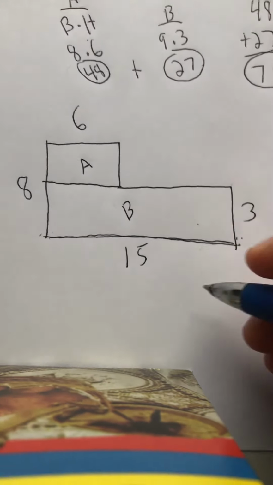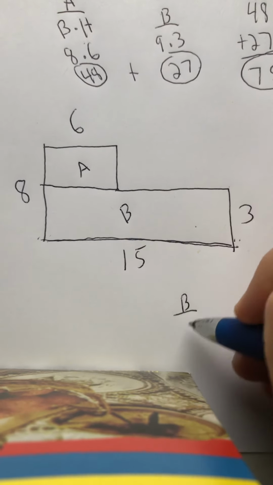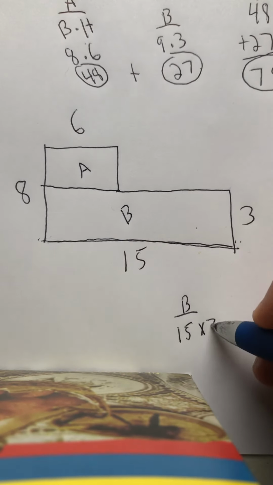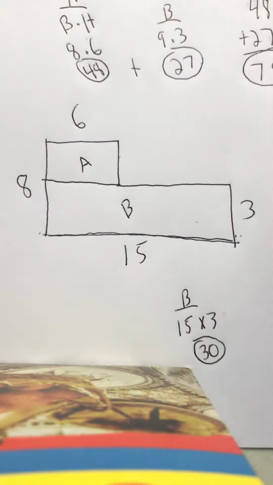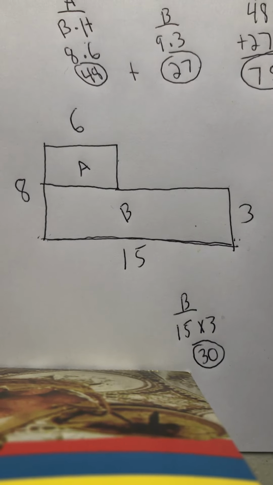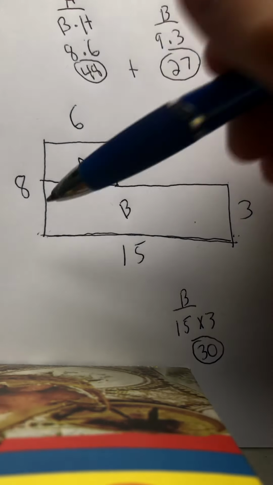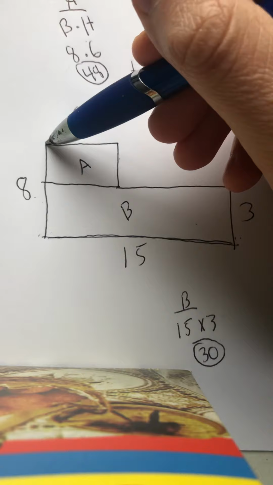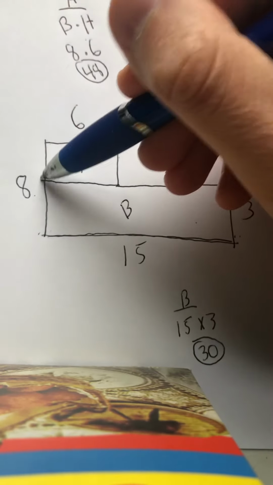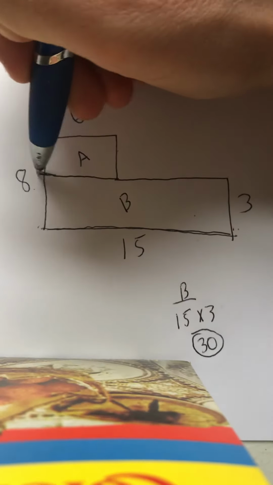So shape B would just be an easy 15 times 3, which is 30 units squared. Now A is the complicated one here. The majority of students that make a mistake here use 8 and 6. 8 is the entire width here. I don't want to use this whole thing. I cut it in a part here.